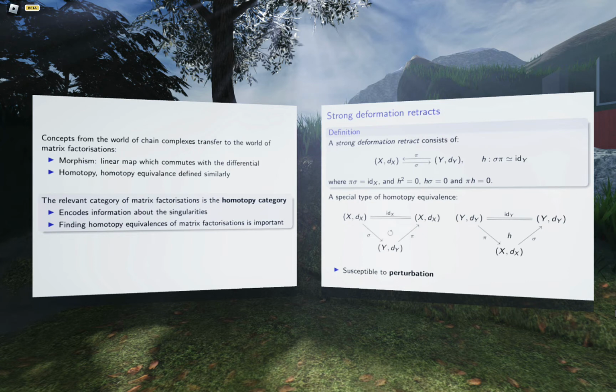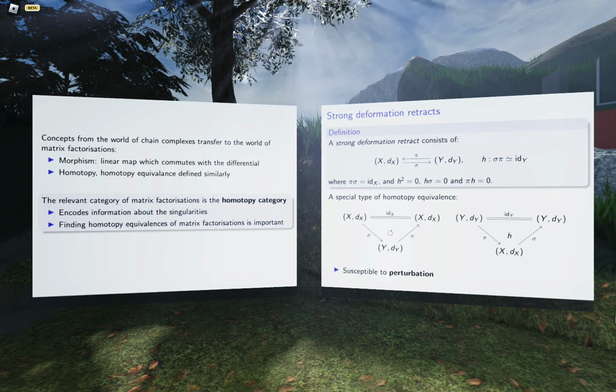And for our purposes, the important thing is that the homotopy category of matrix factorizations encodes a lot of information about the singularities of the thing we're factorizing. And what that means is that finding homotopy equivalences of matrix factorizations is an important task, right? Okay, we're going to look at one particular type of homotopy equivalence called a strong deformation retract. And you can make this definition either for complexes, as it is usually done, or for matrix factorizations.